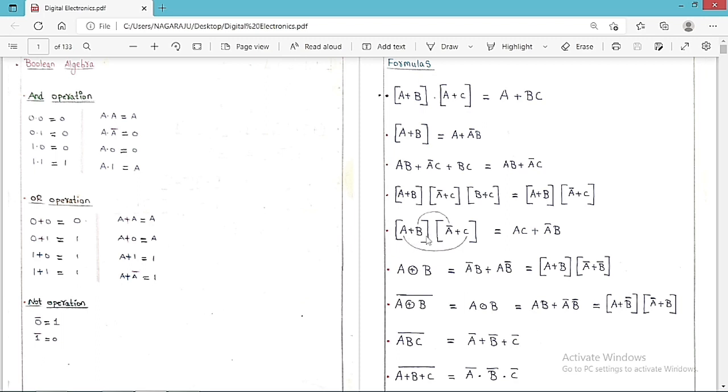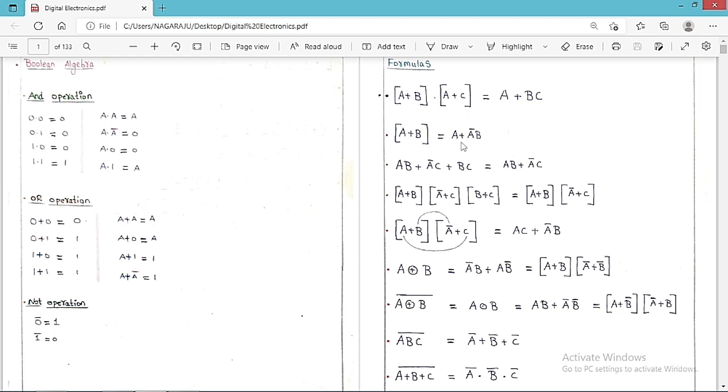Similarly, (A + B)·(A bar + C) means you have to multiply these two things and these two things and keep the addition. So AC + A bar B. So these are the five formulas which are very useful in solving complex equations. So (A + B)(A + C) is equal to A + BC.